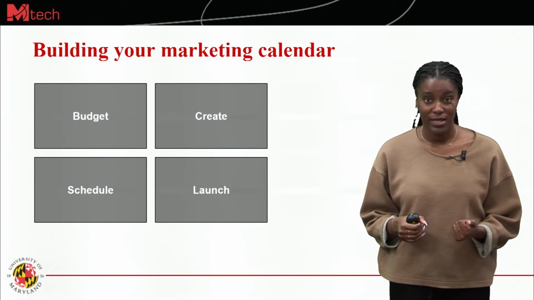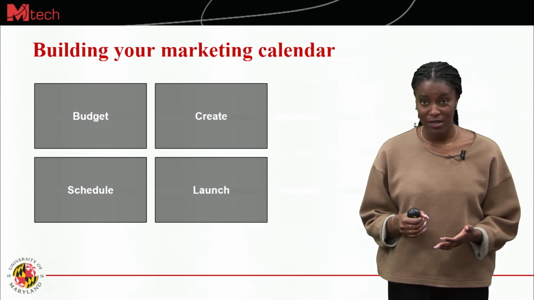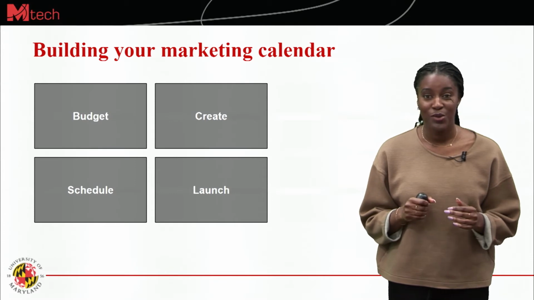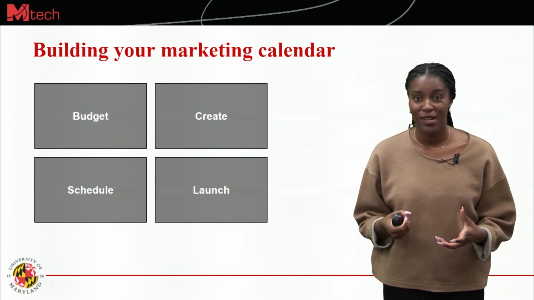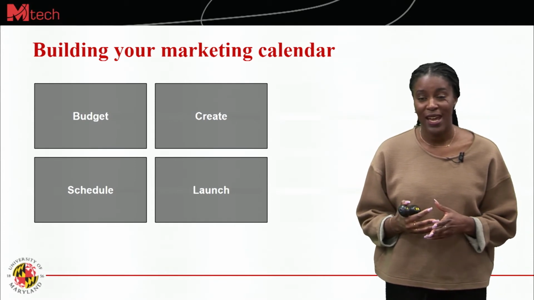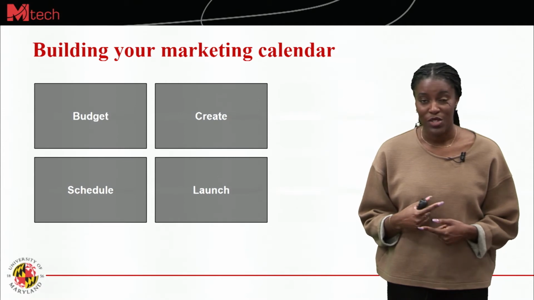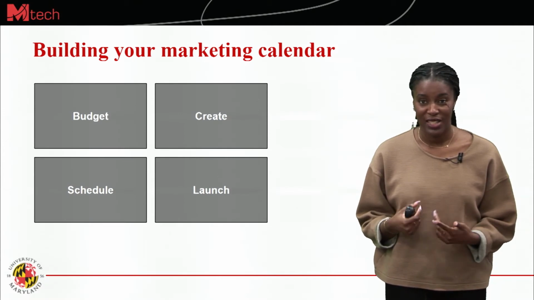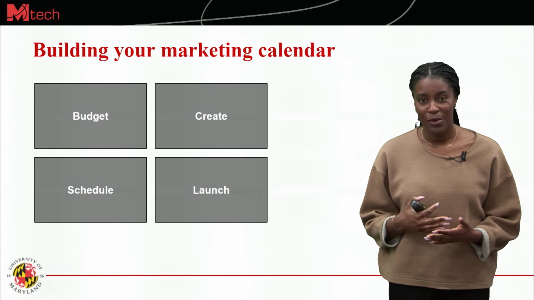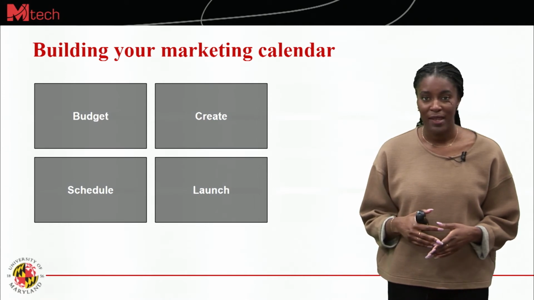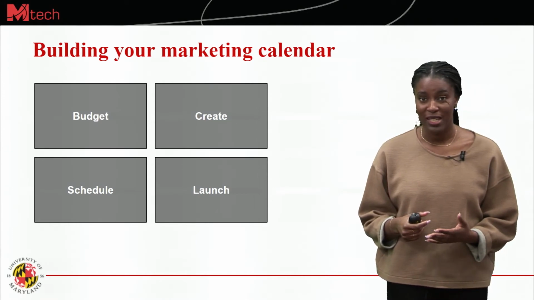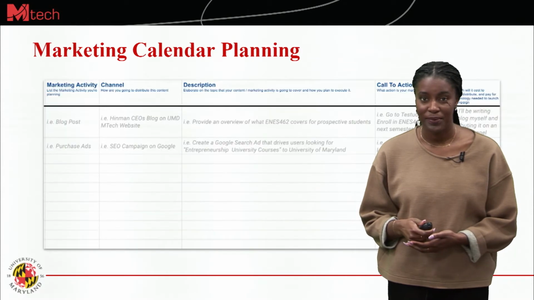So one is understanding your budget and how much you have to spend on your marketing. The next is to create the content that you want to share. Then sitting down and actually creating a schedule, which is what we're going to talk about today, and then launching your marketing. So those are all 4 of the steps of marketing planning. And I'm going to give you a sample marketing calendar that you can use.